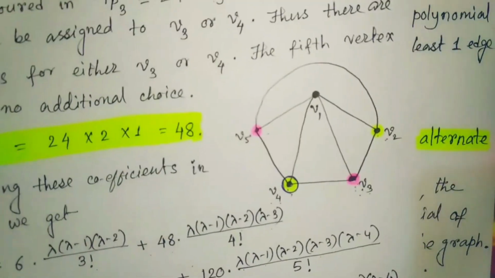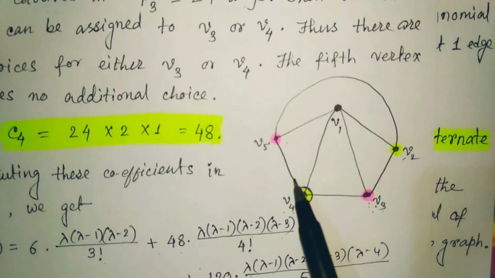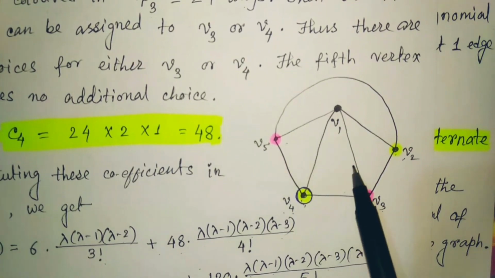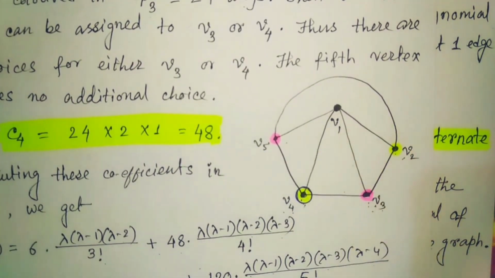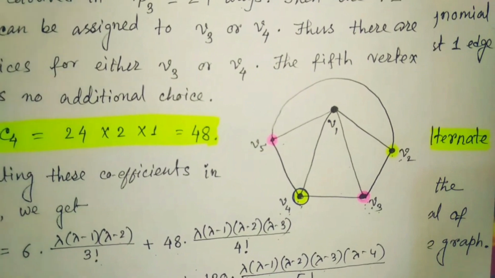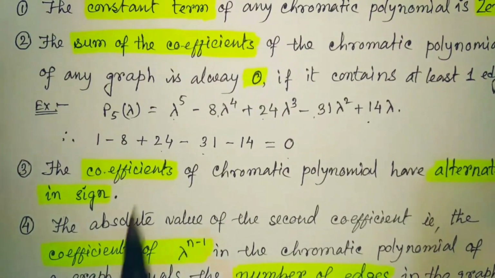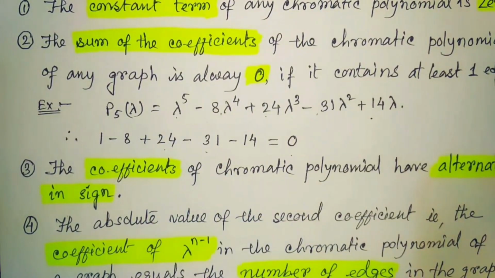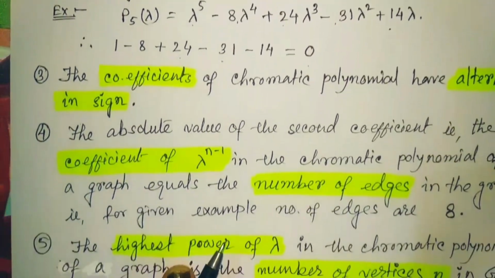Just have a look. If this one is the graph, count the number of edges here. It is 1, 2, 3, 4, 5, 6, 7 and 8. So a total of 8 edges are there. And always this coefficient denotes the number of edges in the chromatic polynomial.